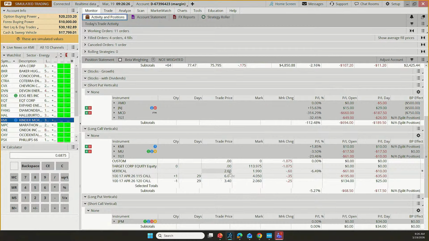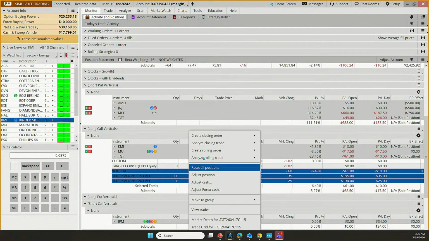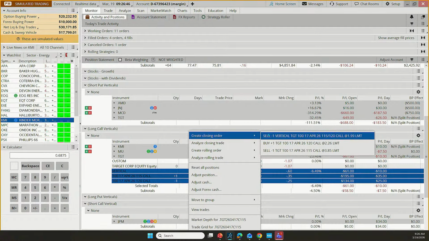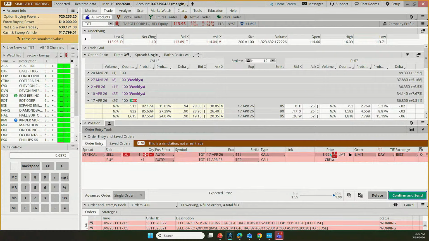But if we had a 50% target, which was our goal when we placed this one, we paid 260 to get in on this one. So we would want to get out at 390. So we would just right click on this. Actually, I may as well show you how to do this. Create a closing order to sell this when it's worth 390. We'll make that good till canceled.